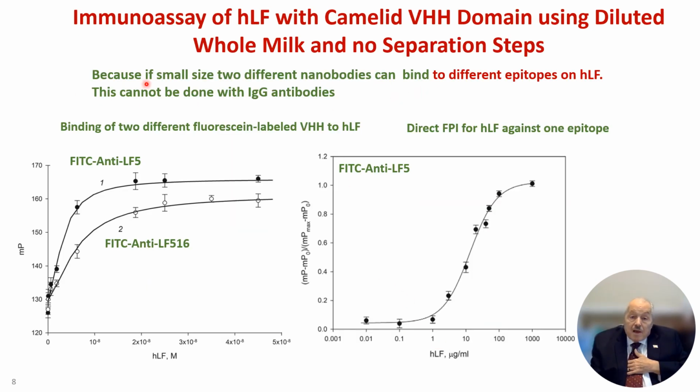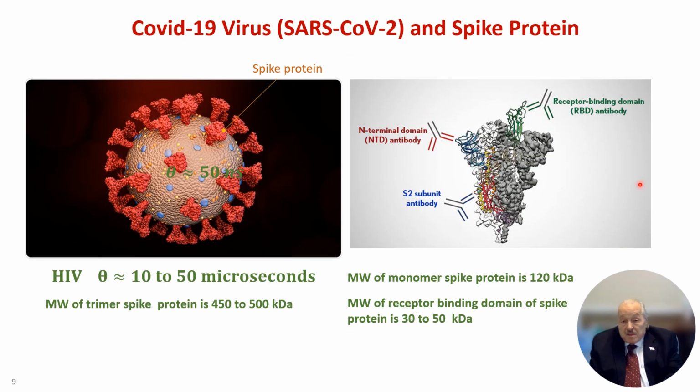So here are the results. They made nanobodies to two different epitopes on the same protein, lactoferrin. You could never do that with immunoglobulins because of the small size. The two different nanobodies had slightly different affinities. You can see the change. The delta P is much larger than we saw in any of the previous immunoassays, in particular the competitive immunoassays. So they're quite ideal proteins.